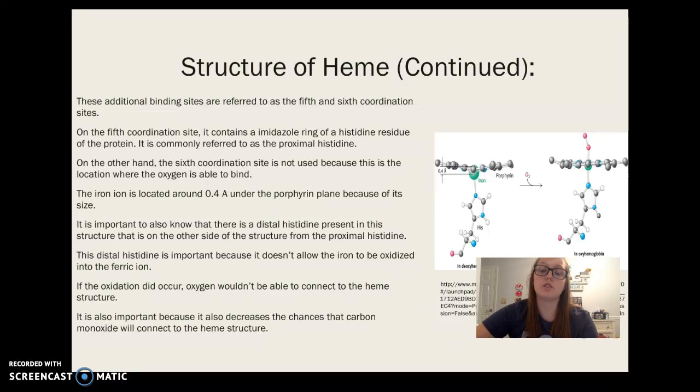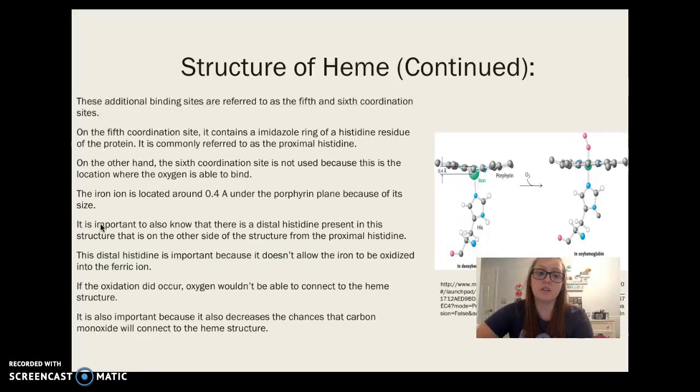Okay, so structure of heme continued. These additional binding sites are referred to as the 5th and 6th coordination sites. On the 5th coordination site, it contains an imidazole ring of a histidine residue of the protein. It is commonly referred to as the proximal histidine. On the other hand, the 6th coordination site is not used because that is where the oxygen is able to bind. The iron ion is located around 0.4 Å under the porphyrin plane because of its size.